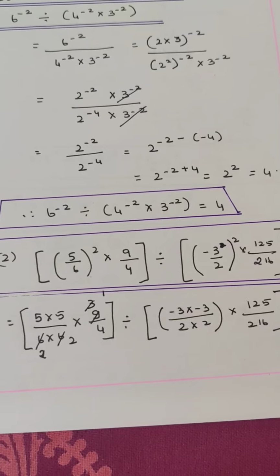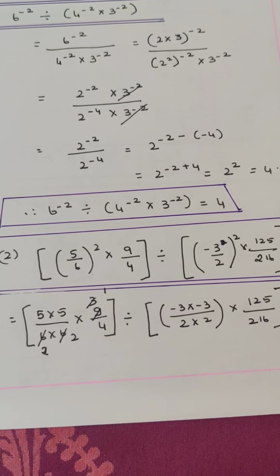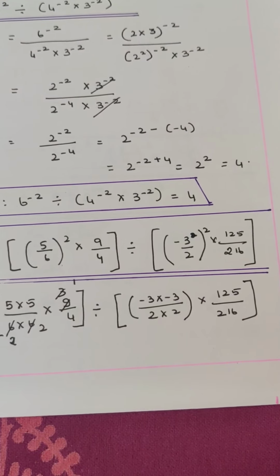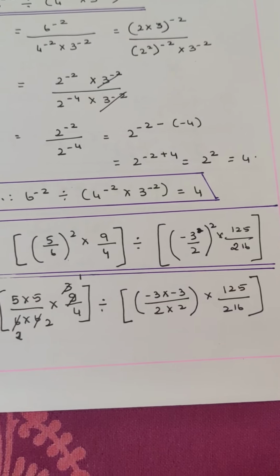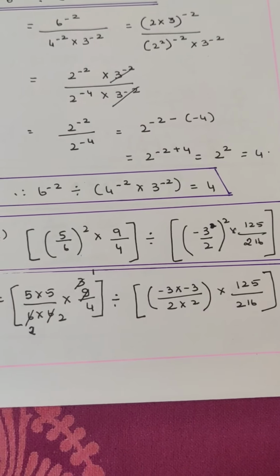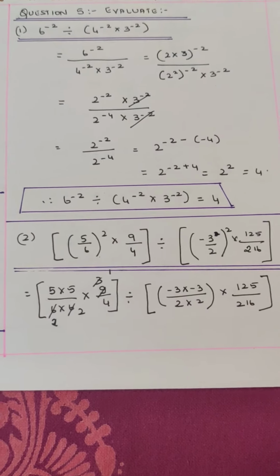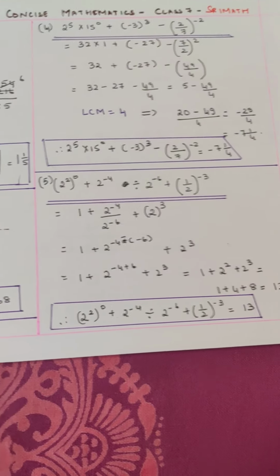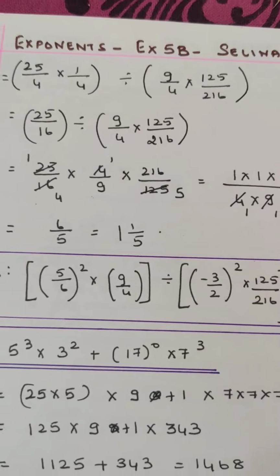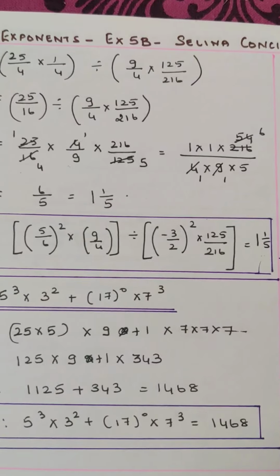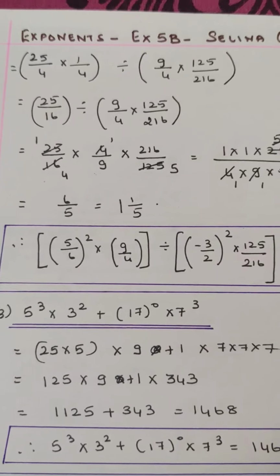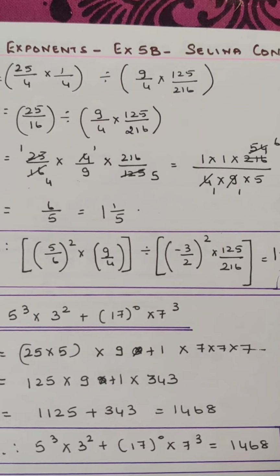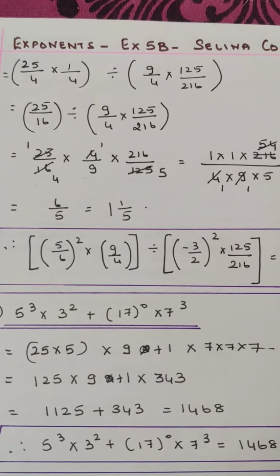So next one, 5 to the power of 5 by 6 the whole square into 9 by 4 divided by minus 3 by 2 the whole square into 125 by 216. I'm just pausing, I'm not telling because just see the sum that I've done and you should be able to understand. The final answer comes to 1 by 5, that is 4 by 6 by 5. I'm just pausing so that you can see, because me talking will confuse you further because of the numbers.